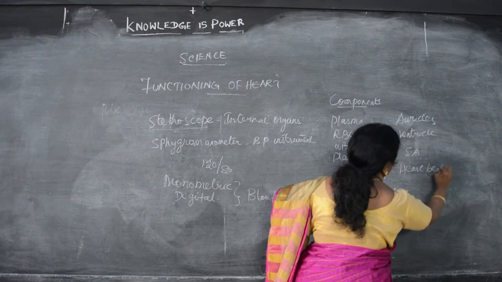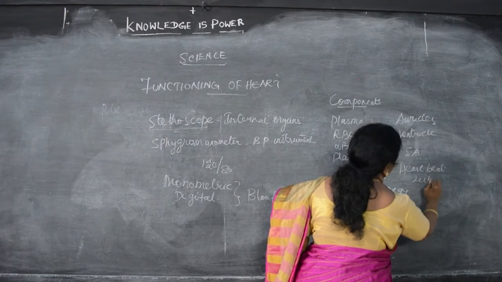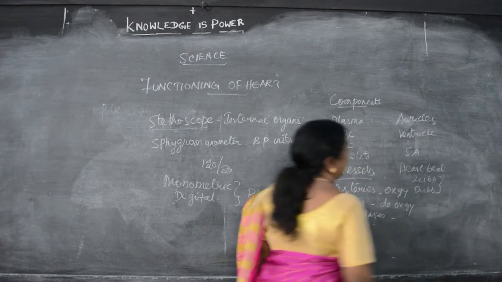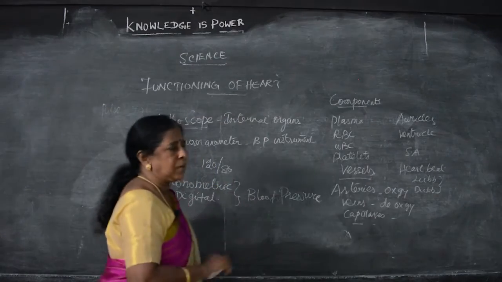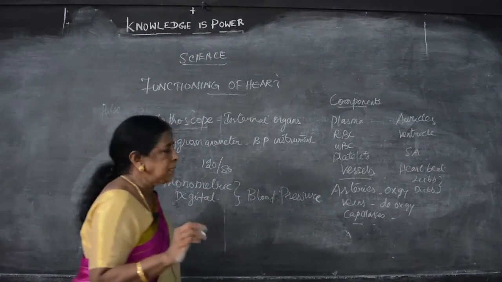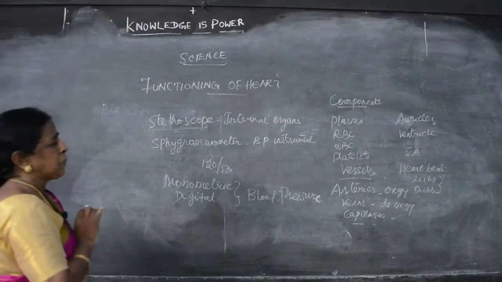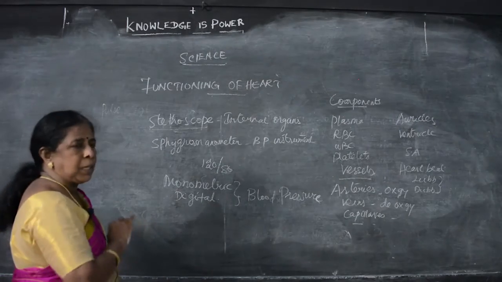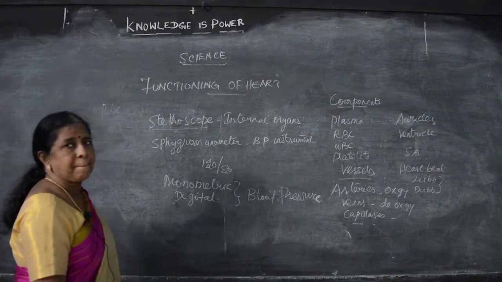The longest sound is lub and the shortest sound is dub. Because it produces this lub and dub sound, the heart is known as myogenic heart. What heart is it? Myogenic heart. It is made up of a special kind of muscle, that is cardiac muscle. Cardiac muscle cannot be seen in any other part of our body.